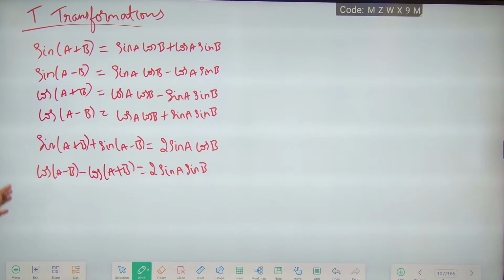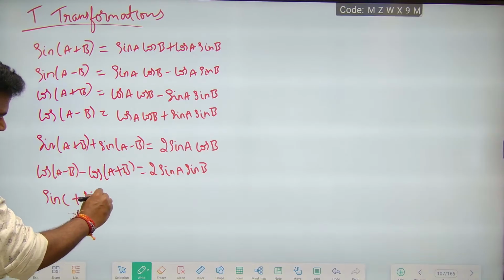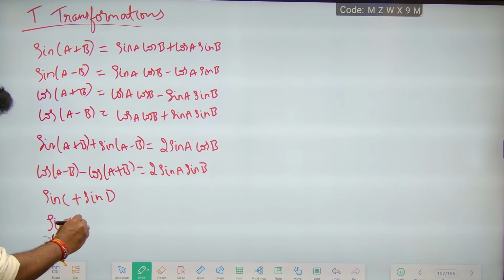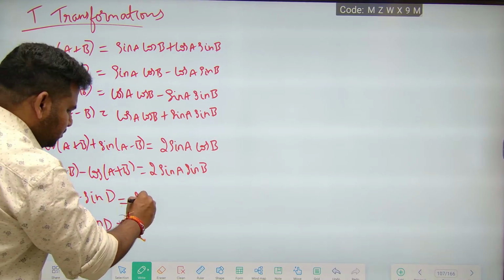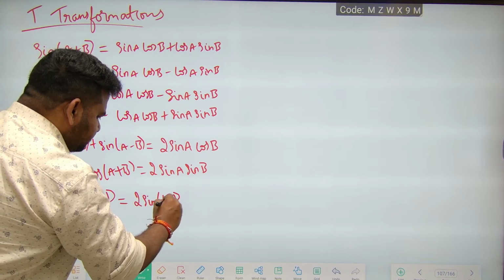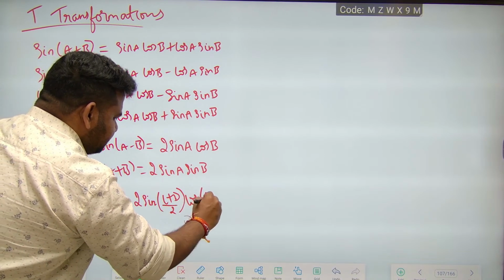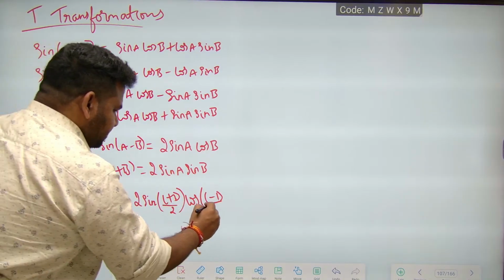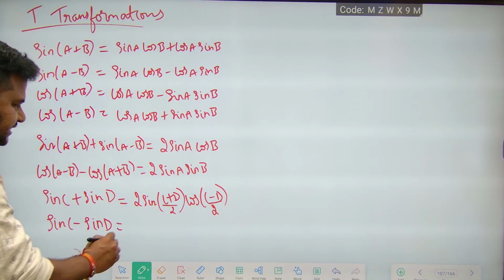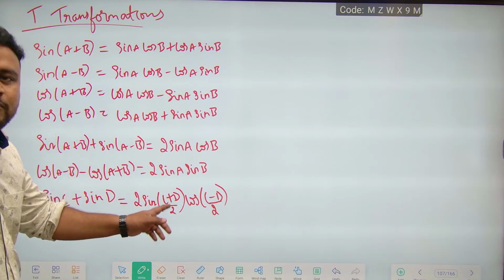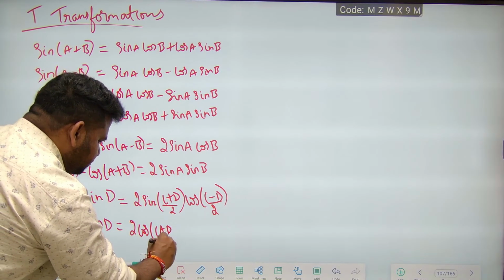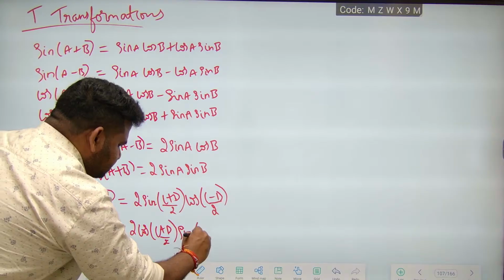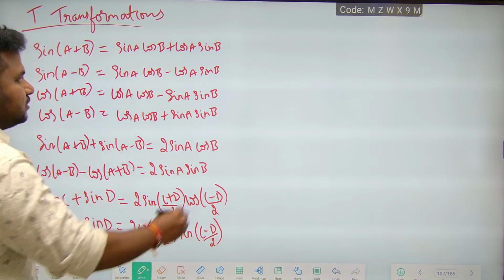Now, there are certain very important formulas that you have to know. Another set of formulas is sin C plus sin D and sin C minus sin D. Sin C plus sin D is 2 sin of (C plus D) by 2 into cos of (C minus D) by 2. Whenever sin comes, sin and cos will come together. Now, sin C minus sin D: instead of sin (C plus D) by 2, it will become cos (C plus D) by 2. This will become 2 cos (C plus D) by 2 into sin (C minus D) by 2. That's it.